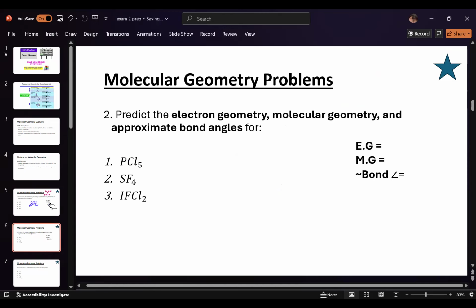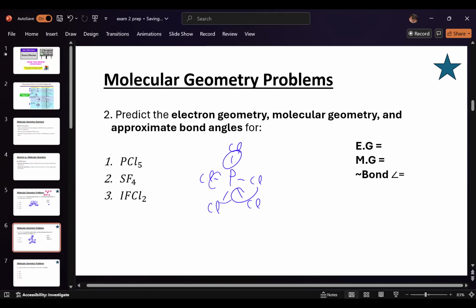You have 5 chlorines attached to this phosphorus. And I'm not going to draw the lone pairs because I'm going to be assuming that they fulfill the octet rule. Okay? First, like I said, the first step is draw a Lewis structure. Second step is count how many groups you have. So 1, 2, 3, 4, and 5. And when you have 5 groups, it will be, again, trigonal pyramidal.